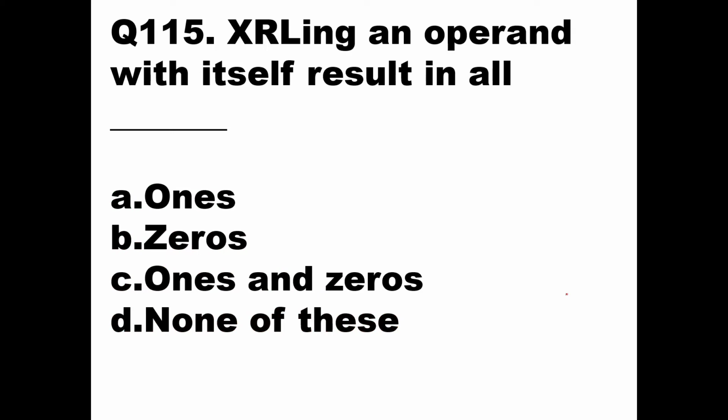Then we'll go to the next question, question number 115. XORing an operand with itself results in dash. Now see, if the operand is 1010 and you XOR it with 1010, then you will get 0 for 1 and 1, 0 for 0 and 0, 0 for 1 and 1, 0 for 0 and 0. That means if you XOR an operand with itself, it will result in zeros. Clear? So here the answer should be answer B, zeros.